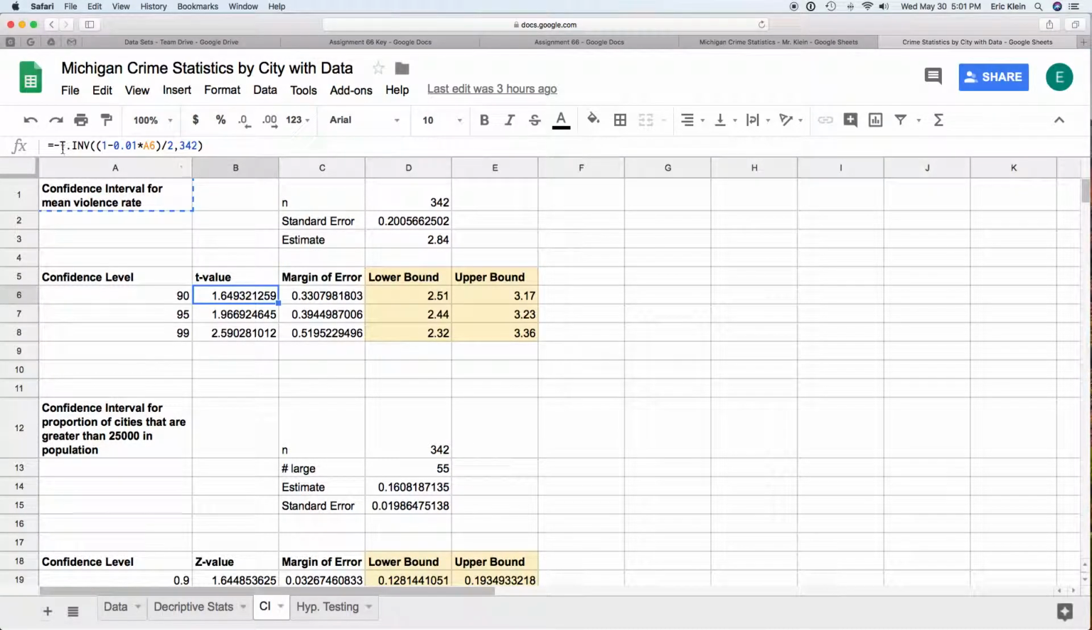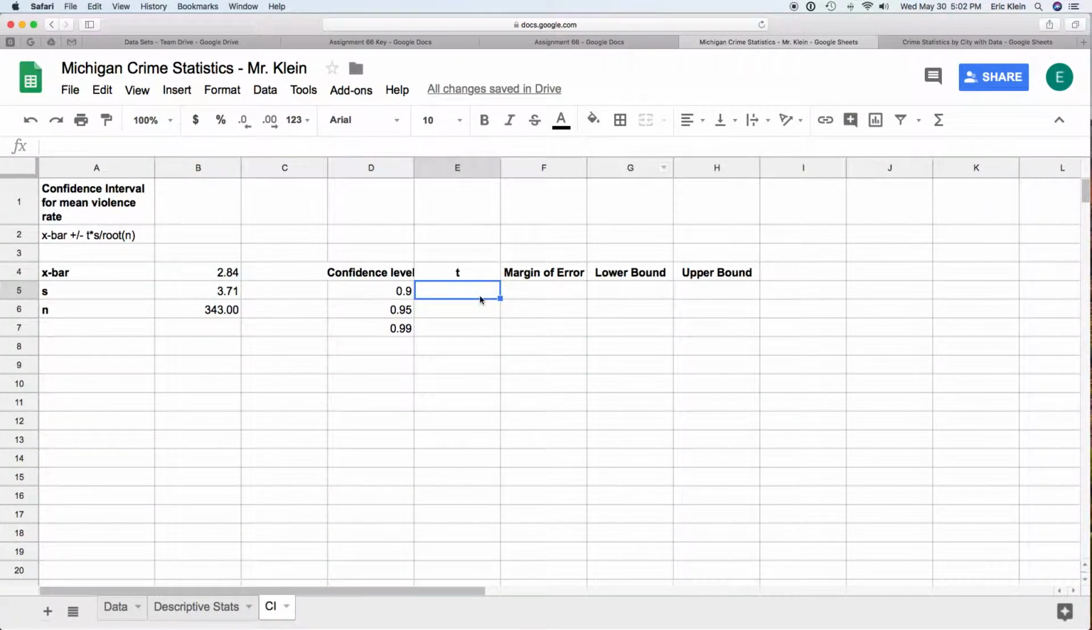You're going to type in t dot inverse, and then you're going to put the lower tail, and then you're going to put the degrees of freedom. Okay, so here we go. It'll be equal to t dot inverse of. Now, the way that we find the lower tail is we do 1 minus the confidence level and divide by 2. And then our sample size, or our degrees of freedom, are going to be this number right here minus 1.